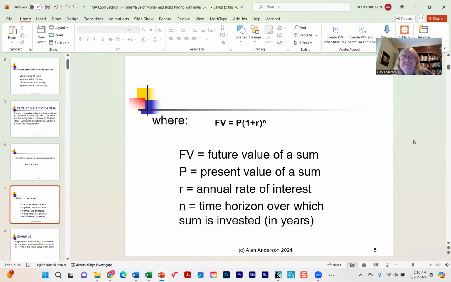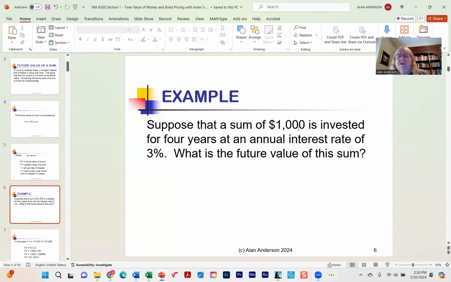So basically what we're doing is we're taking the present value and multiplying it by (1 + R) to the nth power to come up with a future value. For example, we start with a sum of $1,000 today. We invest it for 4 years at a rate of 3%. What is the future value of the sum?